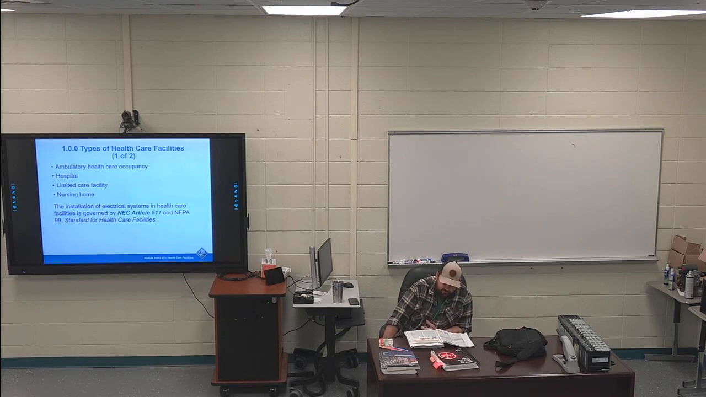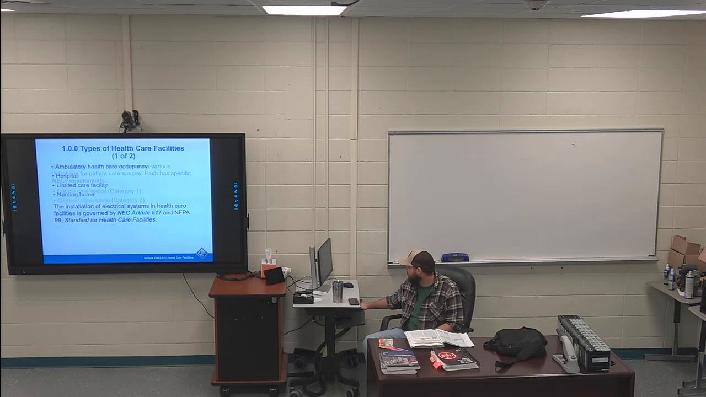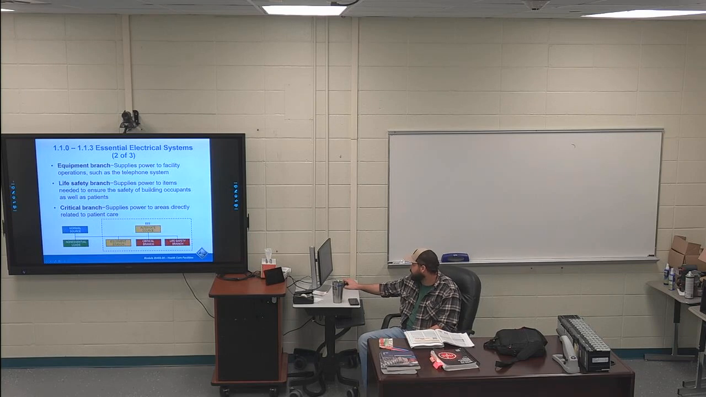Skip a sentence, and I've got the last 2 sentences in that paragraph highlighted. The critical branch. So you've got the equipment, the life safety, and the critical branch. The critical branch supplies power to areas that are directly related to patient care. These include pharmacies, emergency rooms, intensive care units, and so on. Shown in figure 2. They have this picture in figure 2 that shows the different branches.